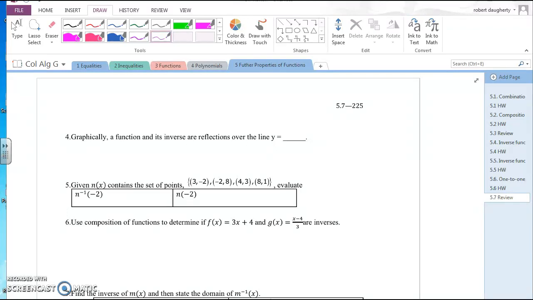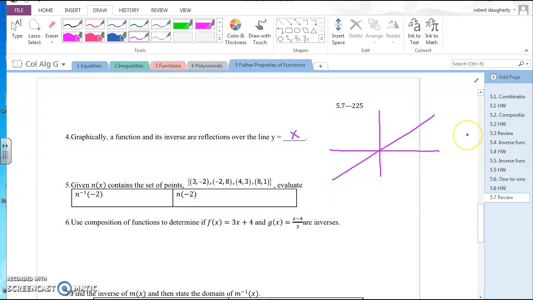Okay, page 2 of review 5.7. Graphically, a function and its inverse are reflections over the line y equals x. Remember, whenever we draw something, the line y equals x looks like this. So if you've got functions, they are symmetrical on either side of that line. Remember, we tilted our head to the right and saw the symmetry.